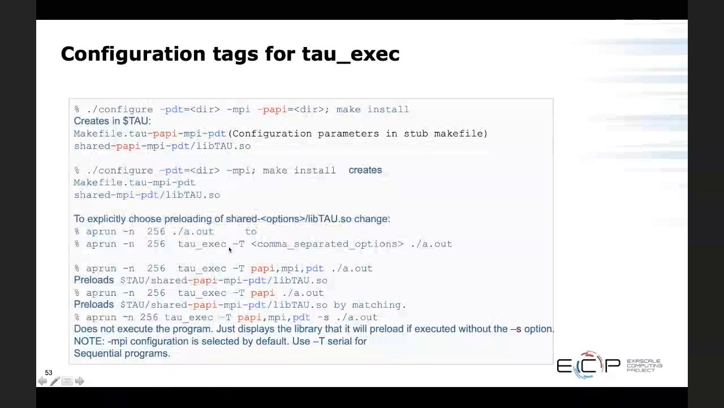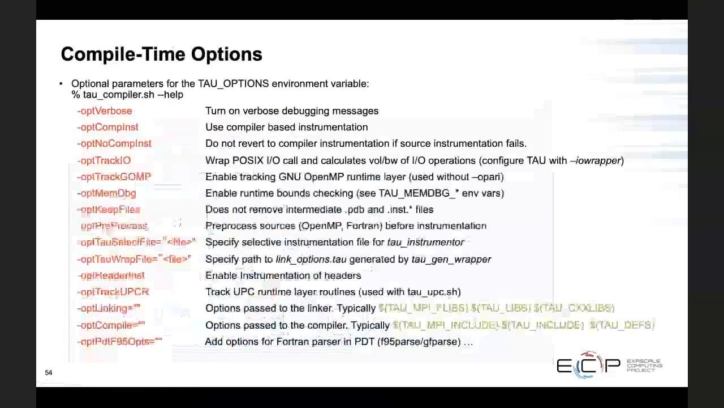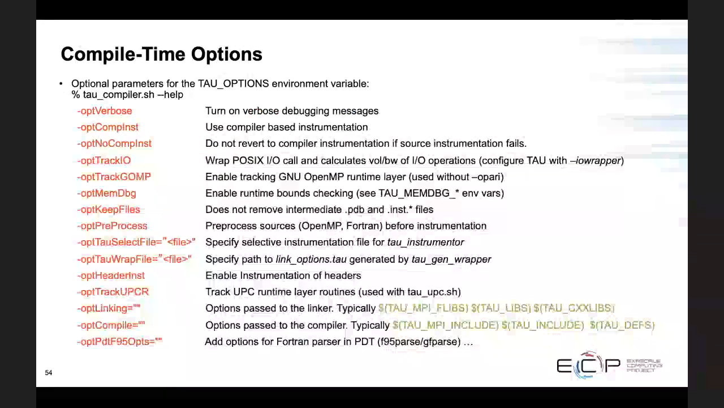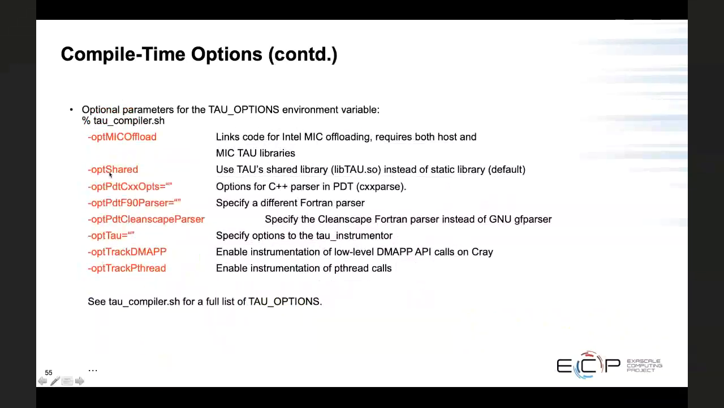So with tau_exec, I can choose a specific configuration of TAU with the -T PAPI or without that. And by default, it uses an MPI configuration, which is shortest. You can also use the -s flag to see what will happen without running the whole application. If you choose to compile the application with the TAU scripts, you can also set optional TAU options, environment variables, such as tracking IO or selecting a specific selective instrumentation file to give to the TAU instrumenter, using TAU's shared library instead of the static library, etc.